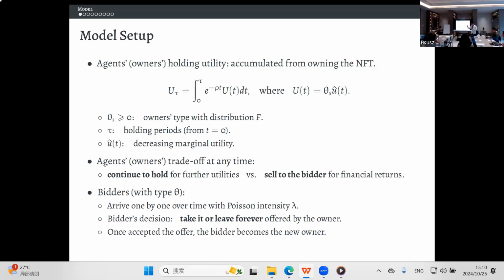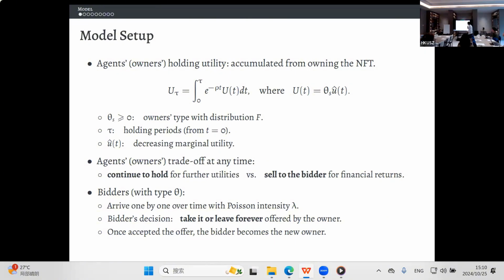So basically, if a buyer comes to me and says, I make an offer, this is the price I'm willing to pay, you agree or you choose not to agree and leave. This is a very standard auction market assumption. Once the offer is accepted, the bidder becomes the new owner. So this is the economy we think about for digital art. Okay, next page.